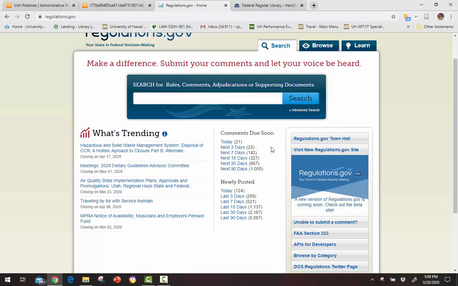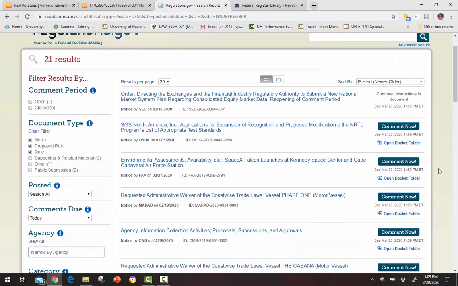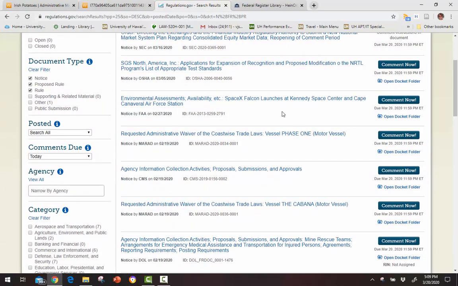So what's closing today? Right, so environmental assessments for the SpaceX Falcon launches. Are they harming those manatees? Good question. In Cocoa Beach. I mean, there's got to be some sort of environmental impact. Yeah, there must be. If you're concerned, you can comment on it. And it's very easy to do that.